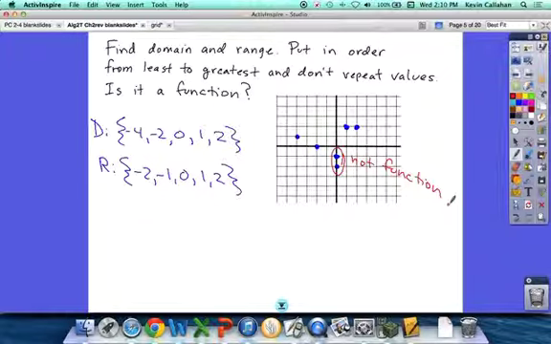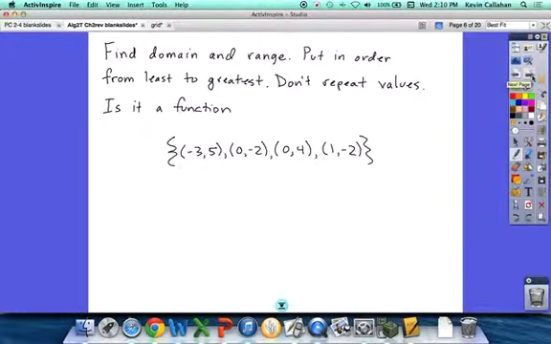Right, that should be an easy problem for you. Okay, then you have one which is a set of points. Same question though. Domain, range, function. What is the domain of this one? Again, putting them in order from least to greatest and not repeating any values.